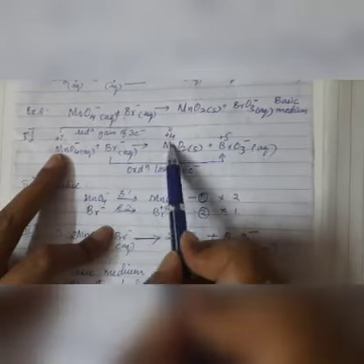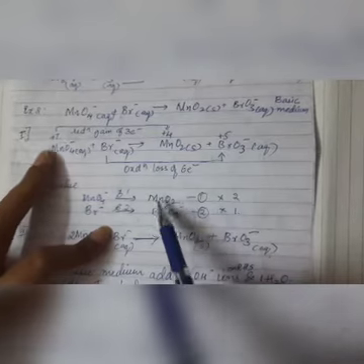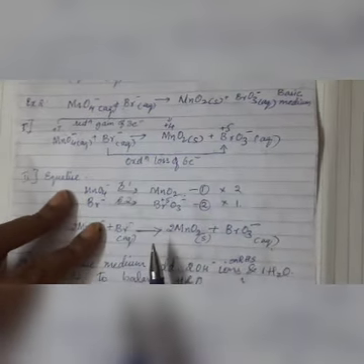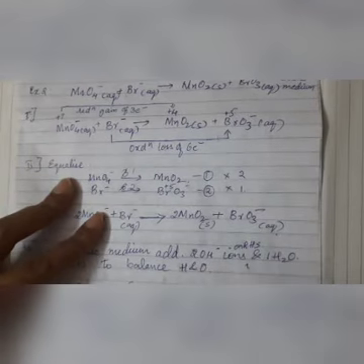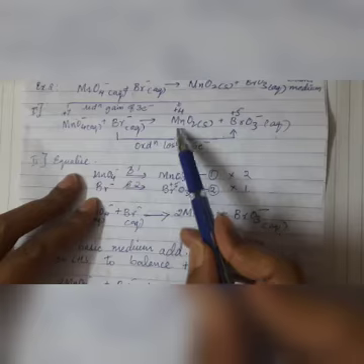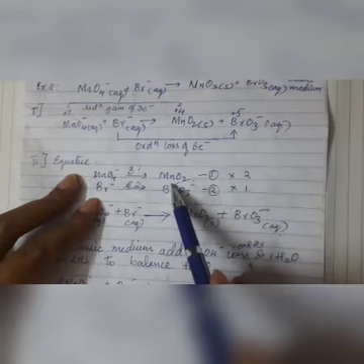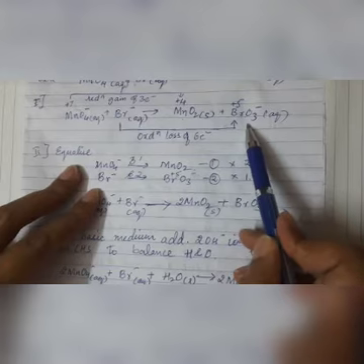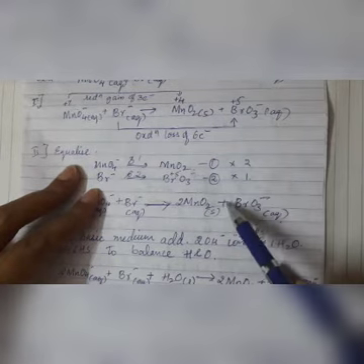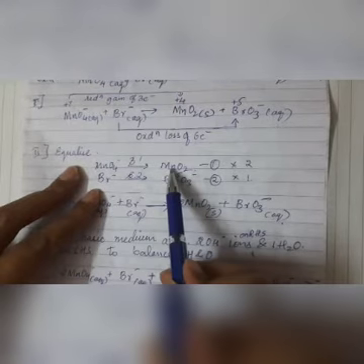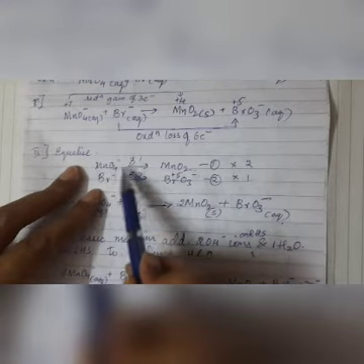So this is the reduction half reaction. This is the oxidation half reaction. Now what we have done is, we have just split it for the sake of convenience. MnO4 minus is getting converted to MnO2, so we have written it over here, and Br minus is getting converted to BrO3 minus, so we have written it here. The difference in the number of electrons, we have written over here.